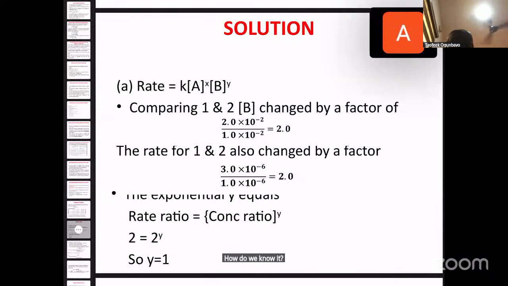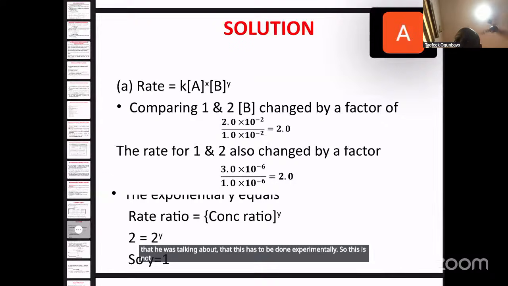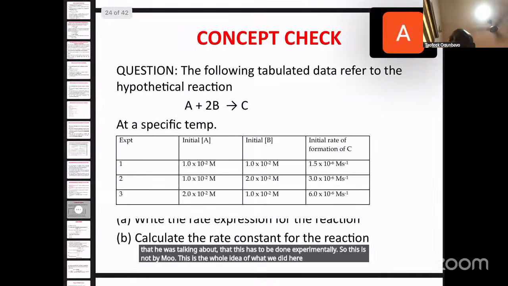That was the experiment he was talking about, that this has to be done experimentally. So this is not by mole. The whole idea of what we did here was getting that x and y. I'm not sure whether you were not listening. Everything we did here was trying to calculate that x and y.